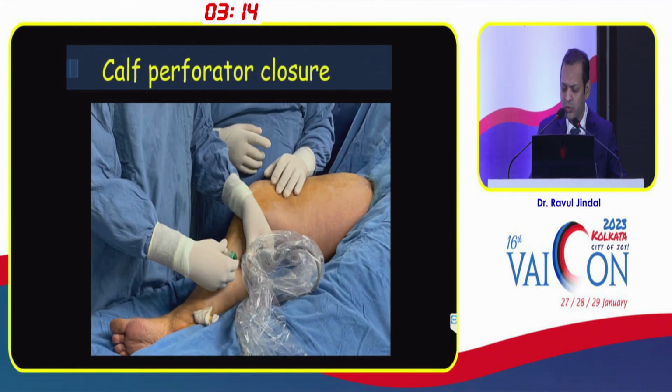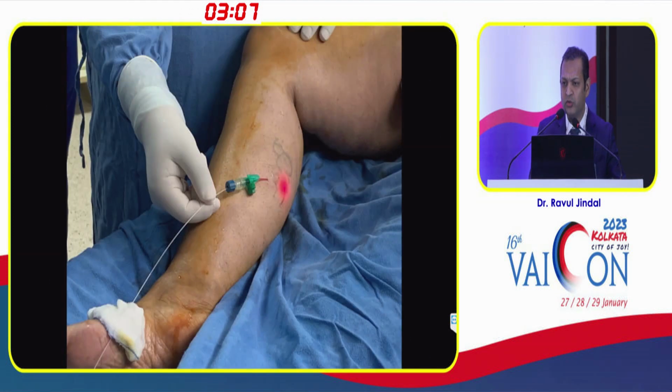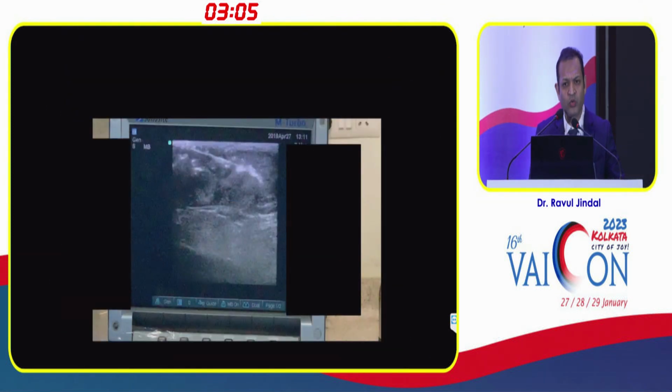Then coming to the perforator closures, we have been doing the closures with foam if the perforators are small. If the perforators are bigger, then we used to use a laser or a radiofrequency.